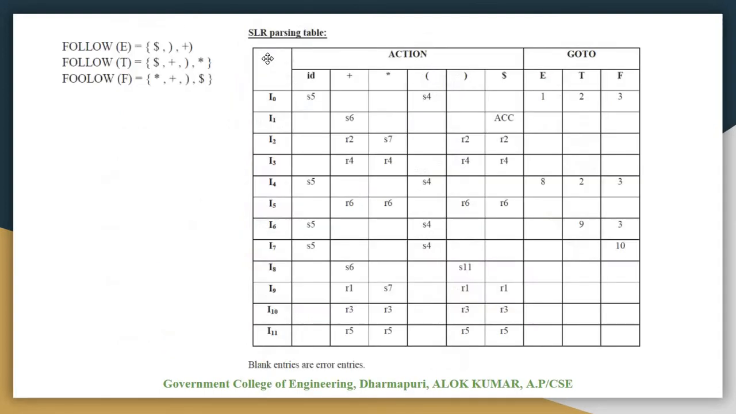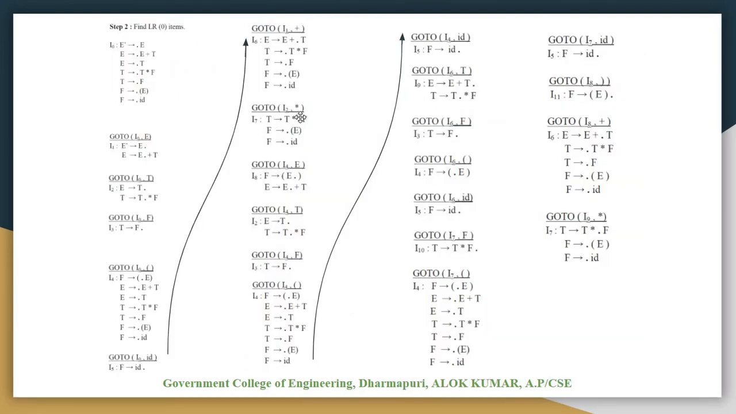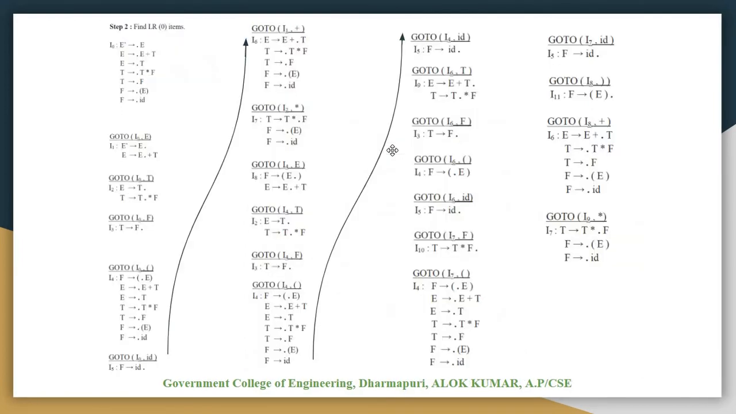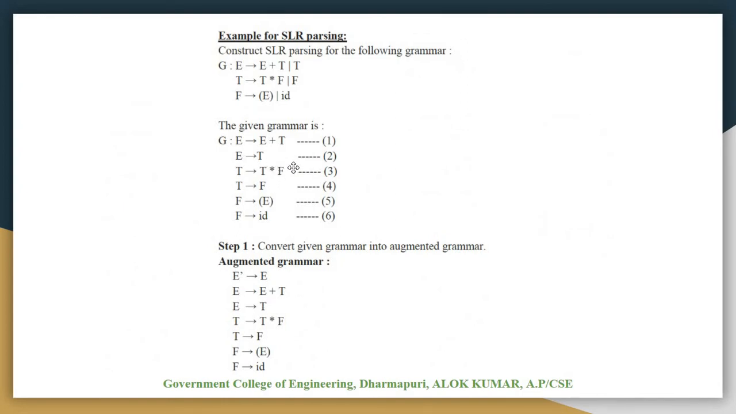So here we will move to I2. In I2 you can see the terminal is asterisk only, so here we will keep S7. S7 we are going to keep in this one, and after that we will see reduction. Where reduction is coming, that also we have to see in I2. In I2 you can see E is generating T dot, that is 2.